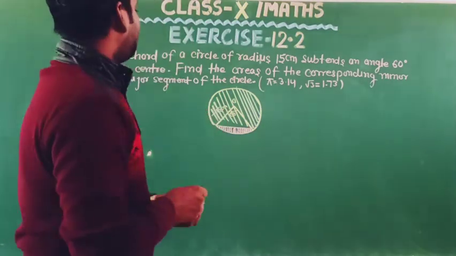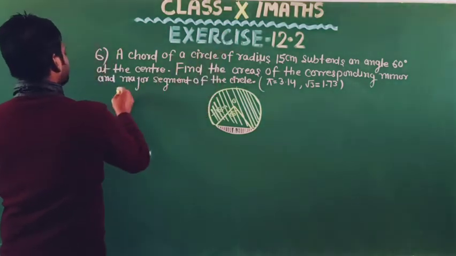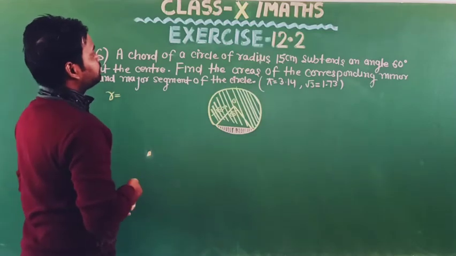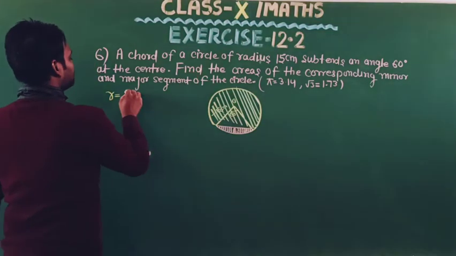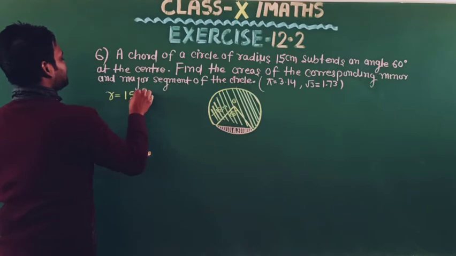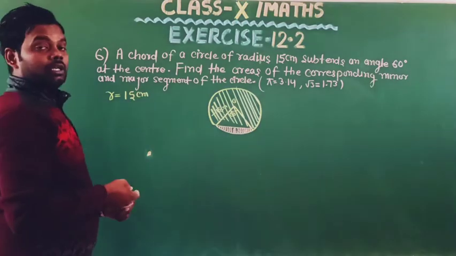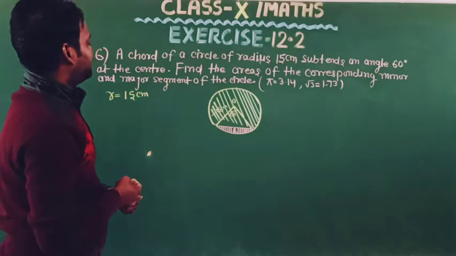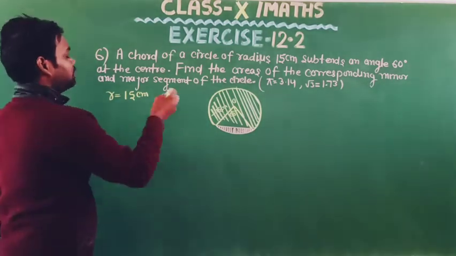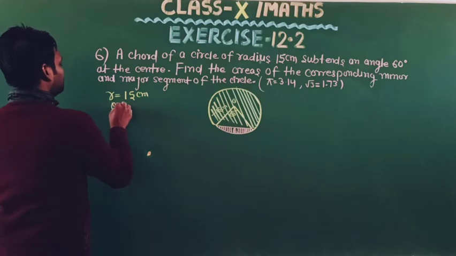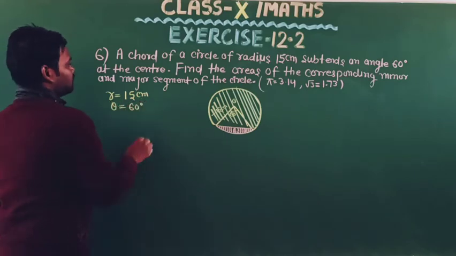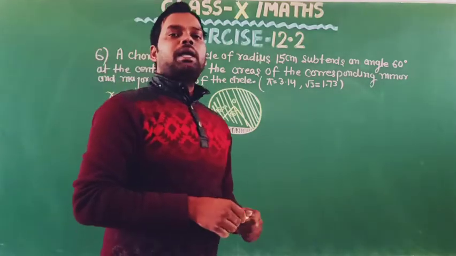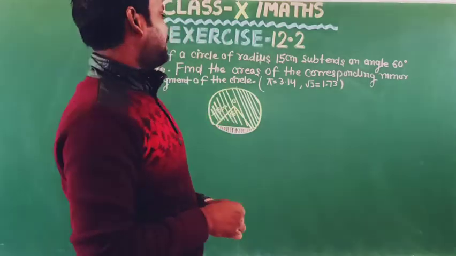So we are given the radius of the circle, which is equal to 15 centimeter, and the angle subtended at the center, theta, which is equal to 60 degrees. Then we have to find the minor and major segments.